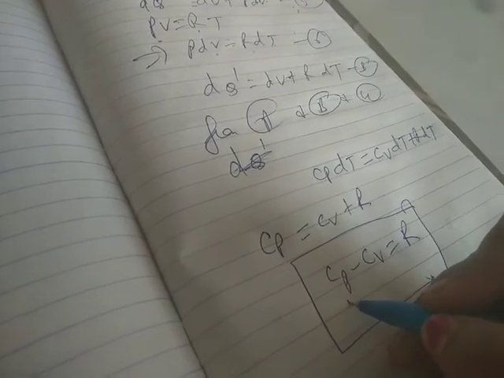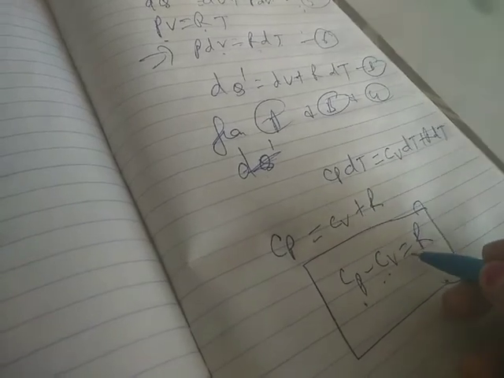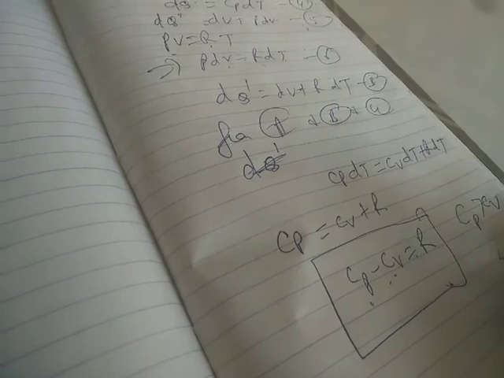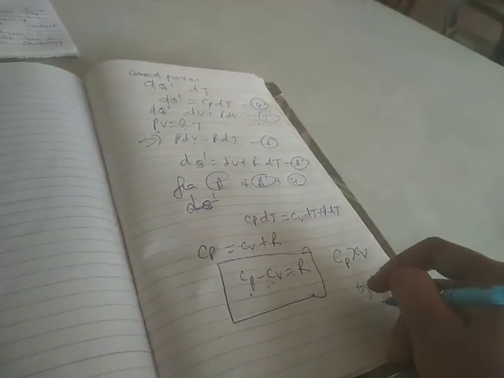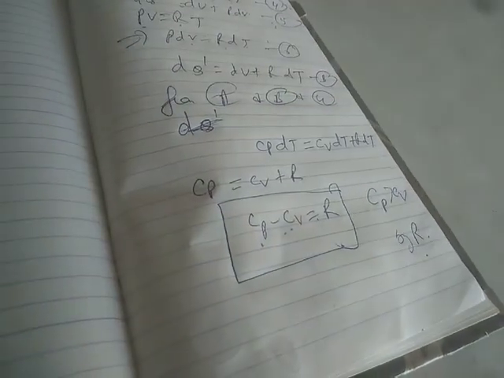So this is the relation between the two heat capacities: molar heat capacity at constant pressure minus molar heat capacity at constant volume is equal to a constant r. It means Cp is greater than Cv by r. If you have any problem in this topic, you can call at any time.